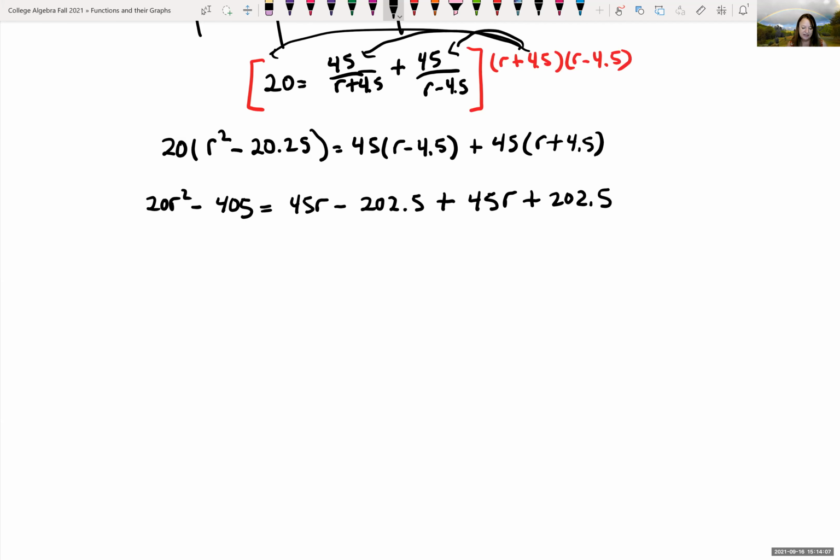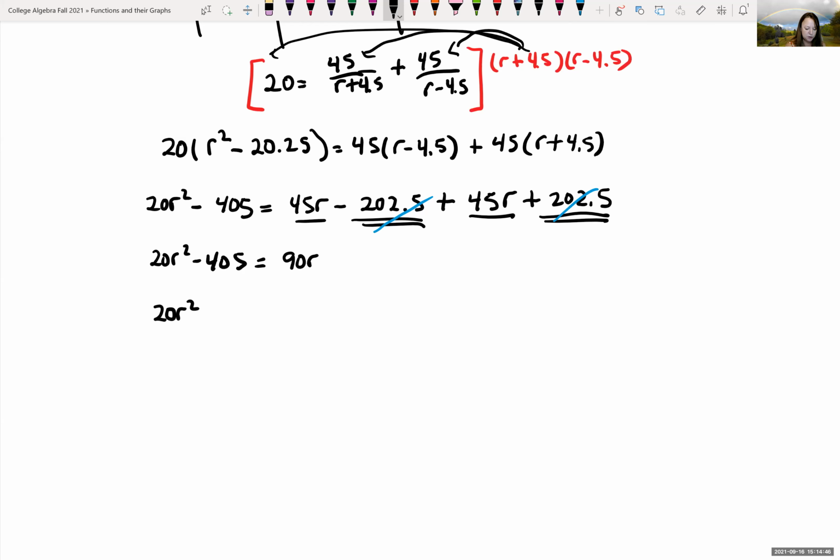Okay, so we can combine like terms. On the right-hand side, nothing we can combine on the left-hand side. And so we have this 45r plus 45r is 90r. And we have this negative 202.5 plus 202.5, so those cancel. So looking at this, I noticed that I have a quadratic equation. So I want to set this equal to 0. So I want to get everything to one side of my equation. And so I can do that by subtracting 90r on both sides.